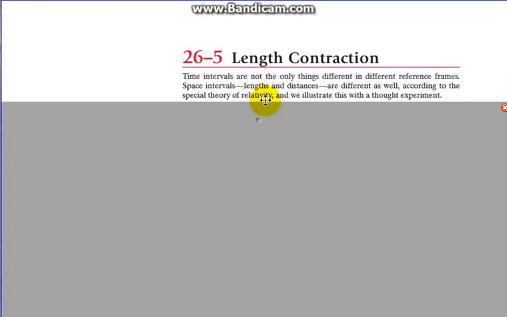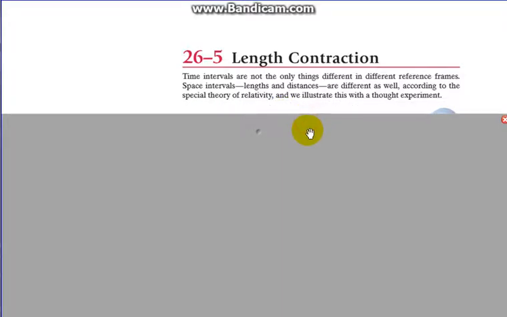Time intervals are not the only things different in different frames of reference. Space intervals, lengths, and distances are different as well, according to the special theory of relativity, and we will illustrate this with a thought experiment.